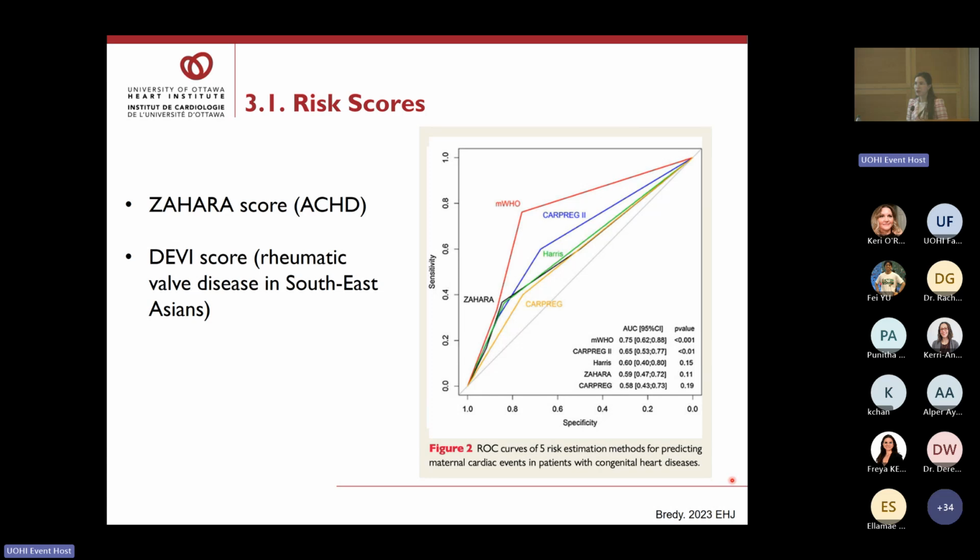There are a few other scores that we sometimes use. The Sahara score has been developed specifically for the adult congenital heart disease population, and the Devi score has been developed for rheumatic valve disease in a Southeast Asian population. I won't have time to go over them today. Know that they exist and they can be used. But what I'll say is that even in a congenital heart disease population, the WHO and the CARPREG-2 outperform the Sahara. So, if you're comfortable with the other two scores, I think that's more than enough.